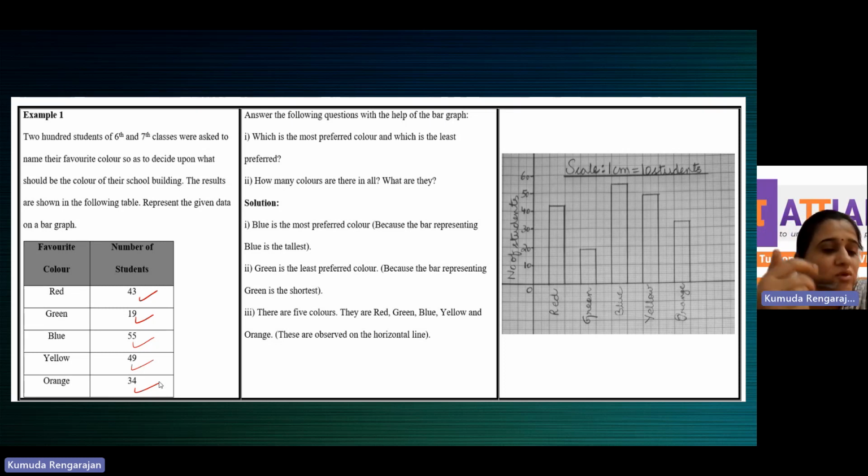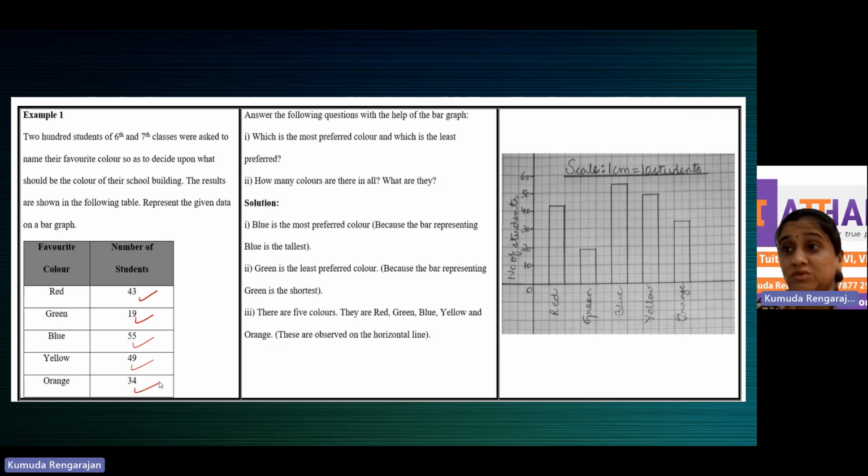Now in this case, you can take the scale as 1 centimeter equal to 10 units. But supposing the numbers are in thousands. Here there are only 200 students, so red cannot be 1000. I'm just telling you a different data where red is chosen by 1000 students, green by some 2200 students, blue by some 3000 students. When the values are in thousands, then your scale will be like 1 centimeter equal to 500 units.